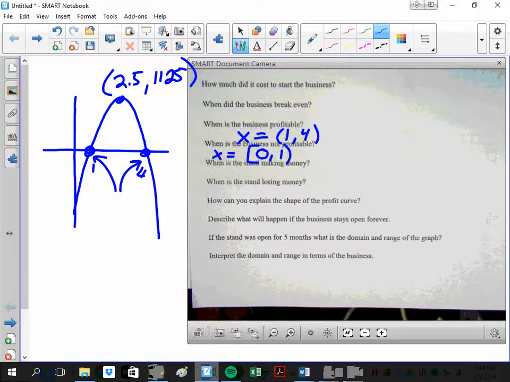Right, 0 is... profitability means above or below the x-axis. It's negative in this case. So is this point below the x-axis? Yes. So that one gets a bracket. Is this point below the x-axis? No. So it gets a parenthesis.